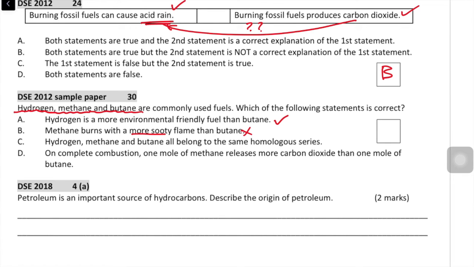Hydrogen belongs to the same homologous series? No, because you can find that methane and butane, at least they are hydrocarbons. But what about hydrogen? It does not contain carbon, so it does not fulfill our definition for hydrocarbon, right? So this is not the answer. Next one is complete combustion. One mole methane releases more CO2 than one mole butane? No. One mole butane can produce 4 mole CO2. So the answer should be A.